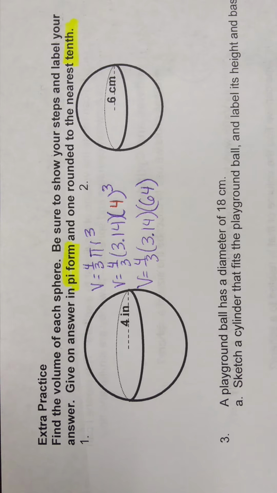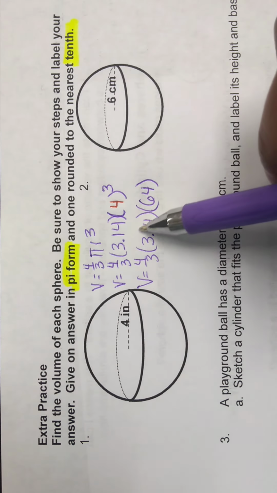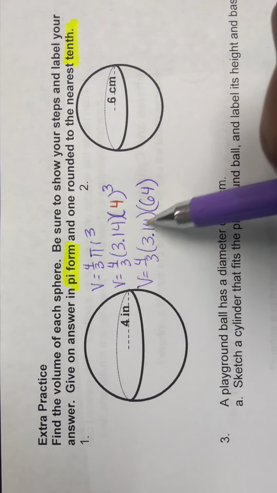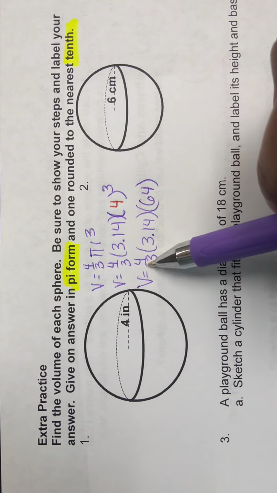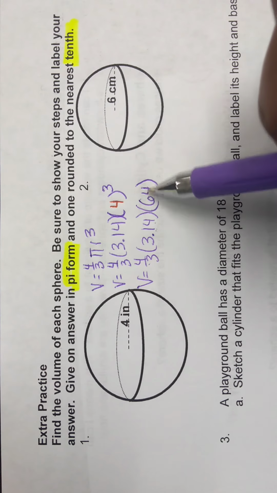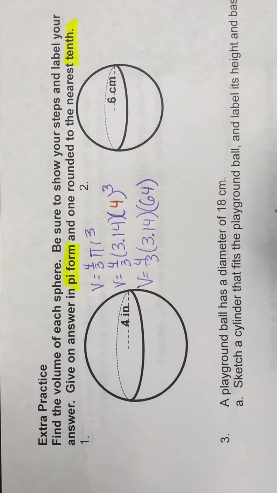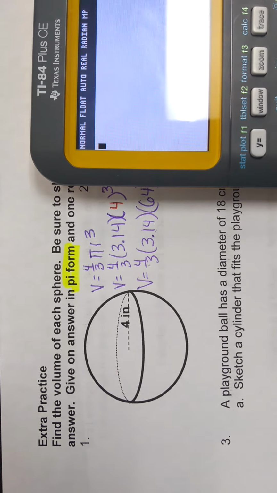Now I'm ready. Now I want my answer in terms of pi. That literally means how many 3.14s. Well, now I can see how many. This times this. 4/3 of 64. That's how many 3.14s I need. So how do I find that out? Let's use that graphing calculator.